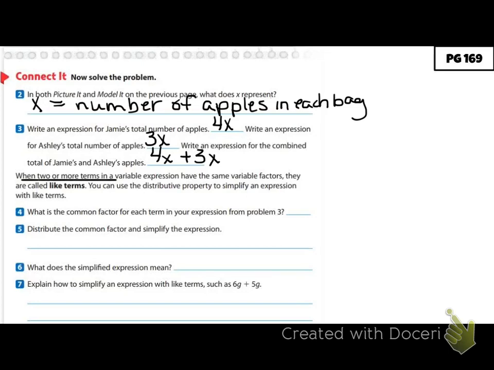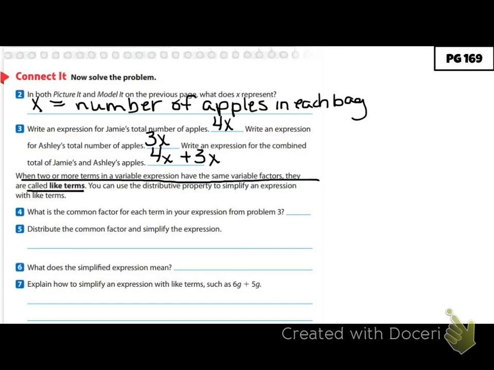When 2 or more terms in a variable expression have the same variable factors, they are called like terms. You can use the distributive property to simplify an expression with like terms. So, basically what that means is if you have a common variable, for example, like 4X plus 3X, X is common, so we can actually call those like terms because they are basically the same type of number.